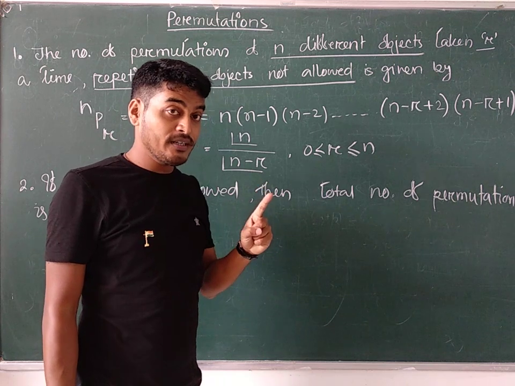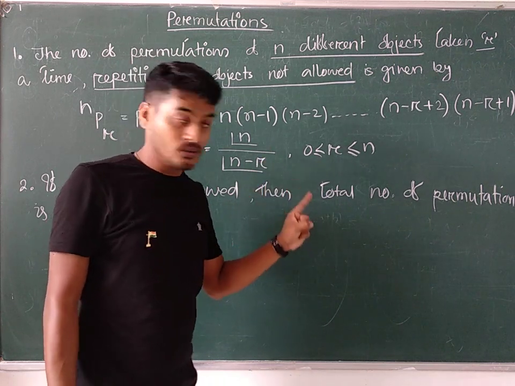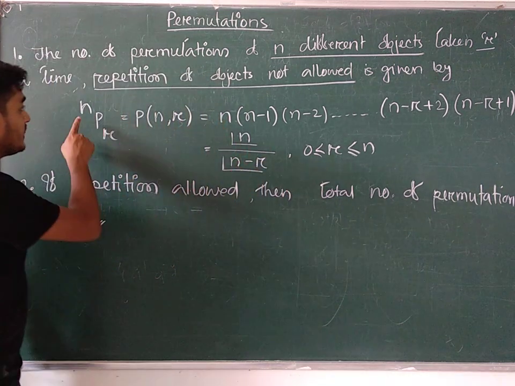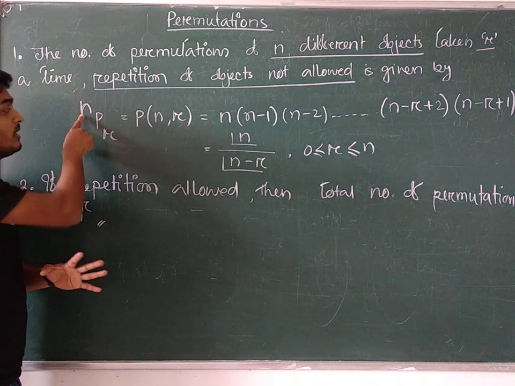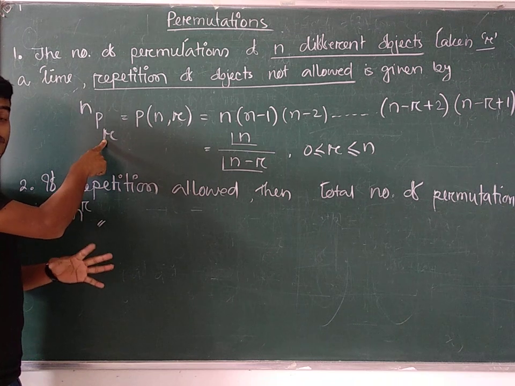R objects. And remember that repetition is not allowed. Then the formula will be nPr. N is the total number of objects that we have. R is the number of objects to be arranged.